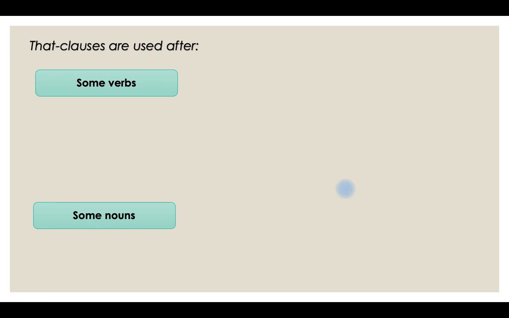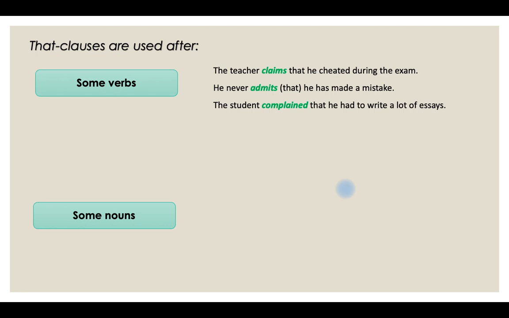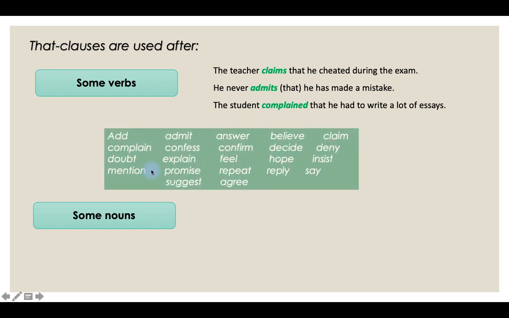That clauses, when do we use them? We use them after some verbs. What are those verbs? Look at them. We can use them after such words as admit, confess, doubt, mention, promise, suggest, repeat, confirm, or decide. Lots of verbs. We sometimes also call those words reporting verbs.